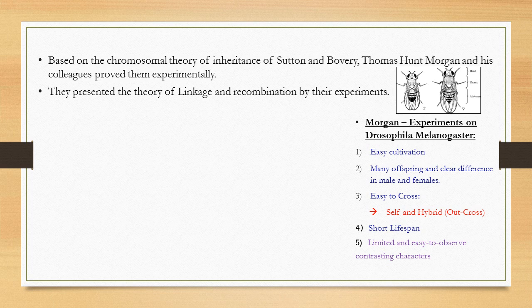That's why it is easy to breed them, right? Third, it is easy to cross, self cross is very easy, and hybridization is also very easy with Drosophila melanogaster. Fourth, very important, very short lifespan. And fifth, limited characteristic features and easily observable contrasting characters they can show. Height, weight, color, type of behavior, eye color, etc. So that is very comfortable for the experiment. That's why Morgan selected Drosophila melanogaster for his experiments, right?